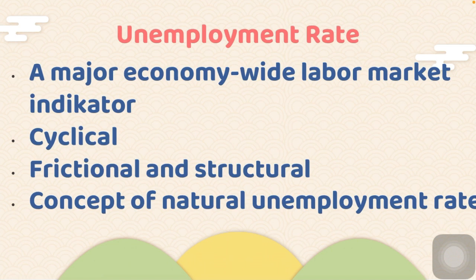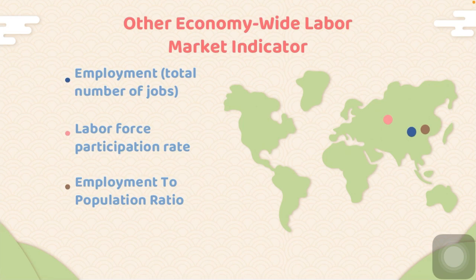It is a lagging indicator, meaning that it generally rises or falls in the wake of changing economic conditions rather than anticipating them. When the economy is in poor shape and jobs are scarce, the unemployment rate can be expected to rise. When the economy is growing at a healthy rate and jobs are relatively plentiful, it can be expected to fall. Next are other economy-wide labor market indicators: employment, labor force participation rate, and employment-to-population ratio.